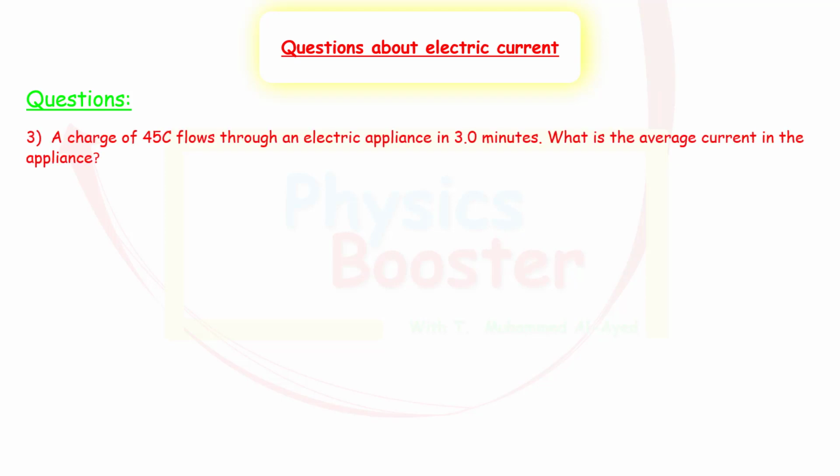Third question. A charge of 45 coulombs flows through an electrical appliance in 3 minutes. What is the average current in the appliance? Okay, it is very, very important. We said that the current is equal to the charge divided by time. So it's pretty straightforward. Actually, there's a very small trick here.